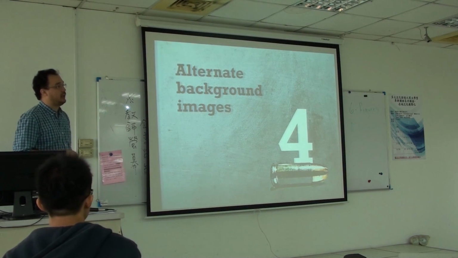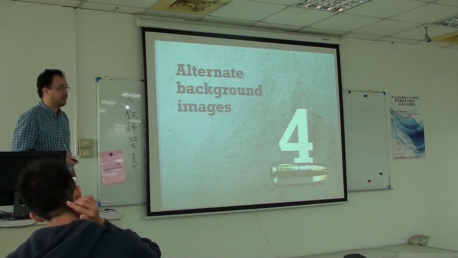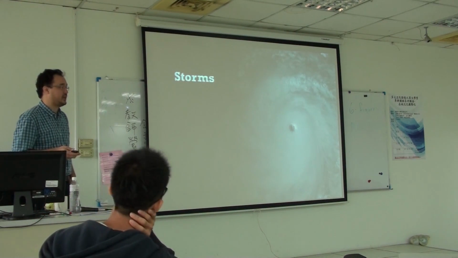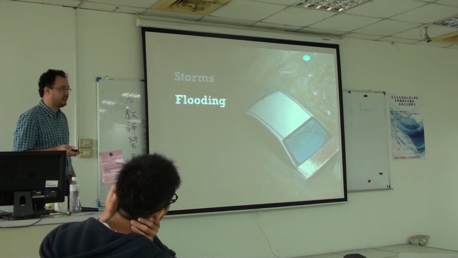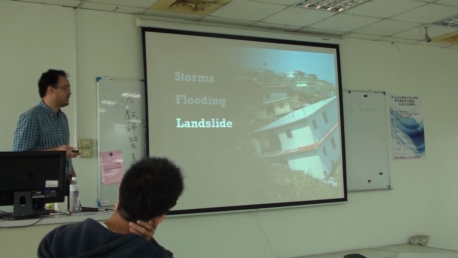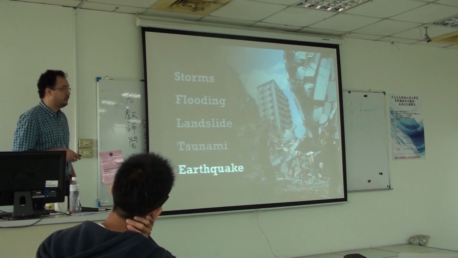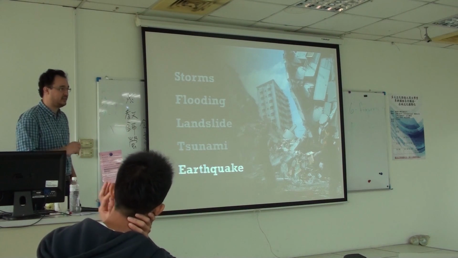Okay? Alternate background images. Again, here's another way. Your words, key point, photo. Very simple, very pretty. I want to talk about natural disaster. Natural disaster, storms. Natural disaster number 2, flooding. Natural disaster number 3, landslide. Natural disaster number 4, tsunami. Number 5, earthquake. Again, keyword, photo. All your PowerPoint should be keyword, photo. No sentence, no paragraph, no text. Keyword, photo.